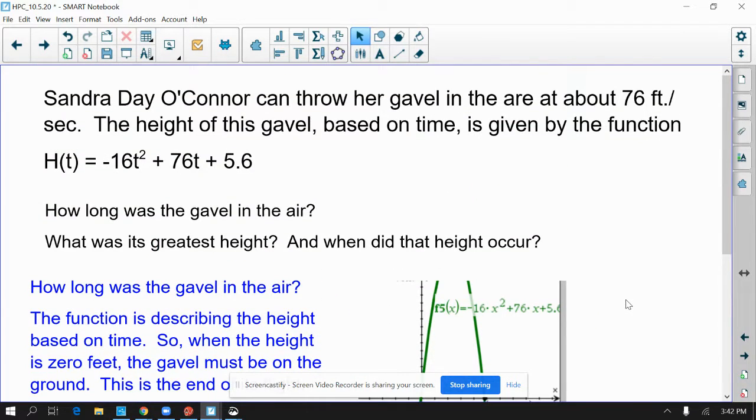So realize one of your biggest challenges is, when you have the polynomial, you get to figure out, are you finding a maximum, a minimum, or are you finding one of the zeros?